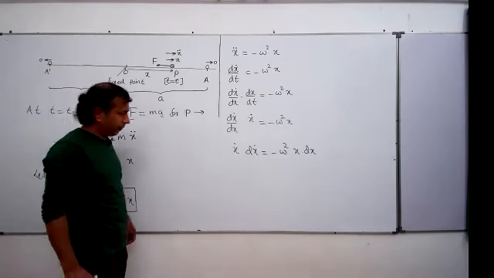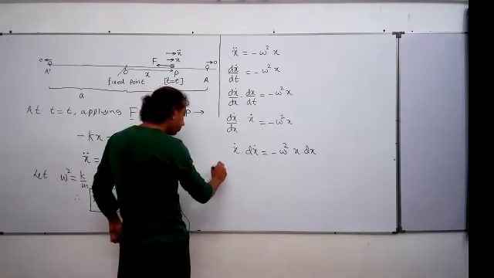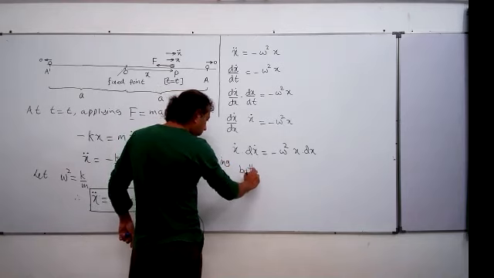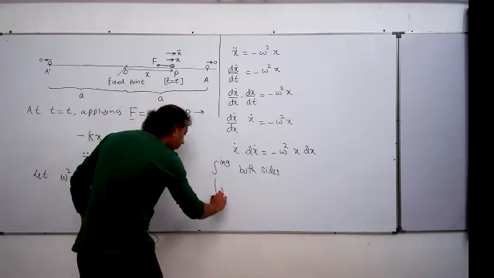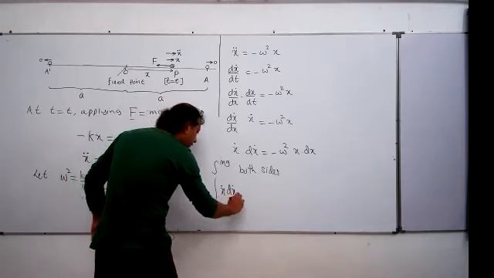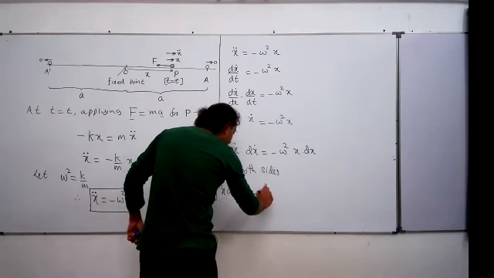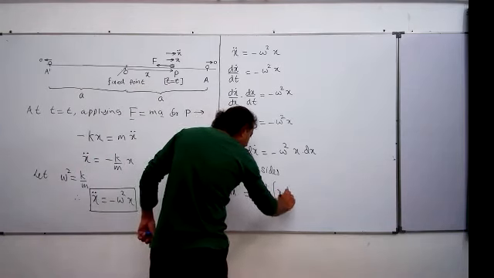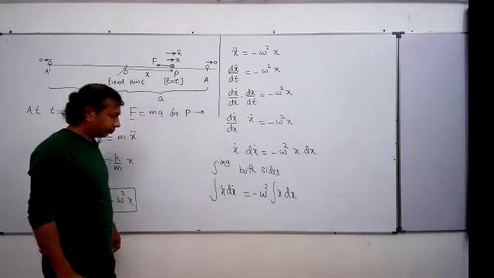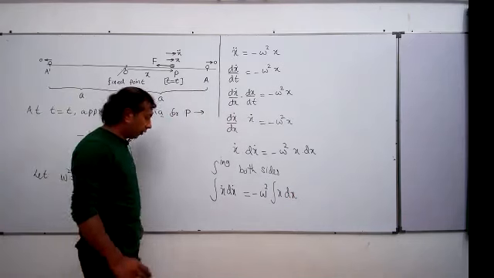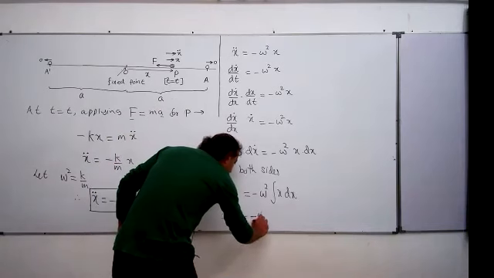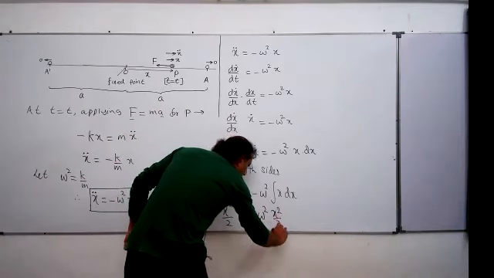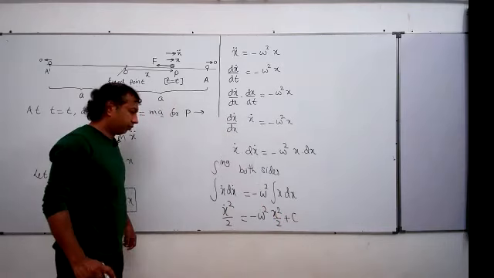Now integrating both sides. Take x dot d x dot equals minus omega squared, which we can take out because it's a constant, x dx. Now the left-hand side: x dot squared by 2 equals minus omega squared x squared by 2 plus c. C is a constant.